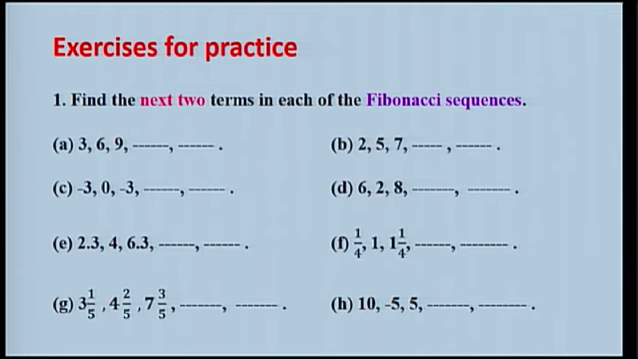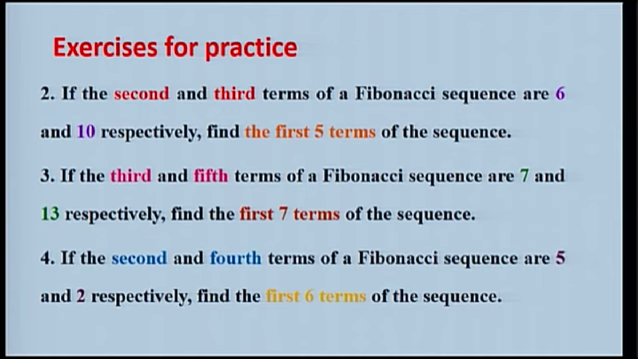So here are some exercises for you to practice. Find the next two terms in each of the Fibonacci sequences. So you've got some different types of Fibonacci sequences to fill in. Second question. If the second and third terms of a Fibonacci sequence are 6 and 10 respectively, find the first five terms of the sequence. The third question, if the third and fifth terms of a Fibonacci sequence are 7 and 13 respectively, find the first seven terms of the sequence. The last question, if the second and fourth terms of a Fibonacci sequence are 5 and 2 respectively, find the first six terms of the sequence.